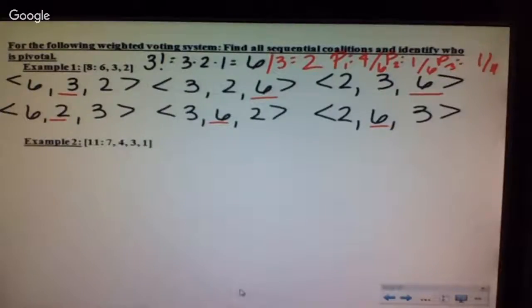That's a 1/6. Okay, I'm doing example 2. Pay attention to this one. This is a very good example for the last one on your test. Okay, so please make sure you're following along. How many sequential coalitions should I have for this one?